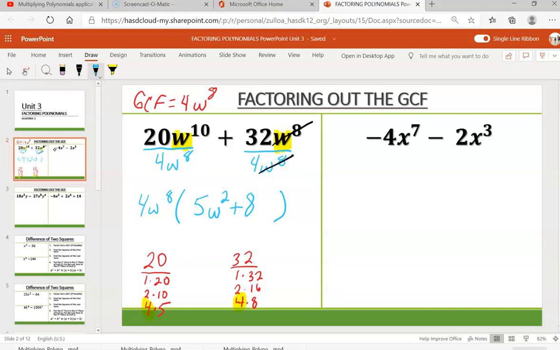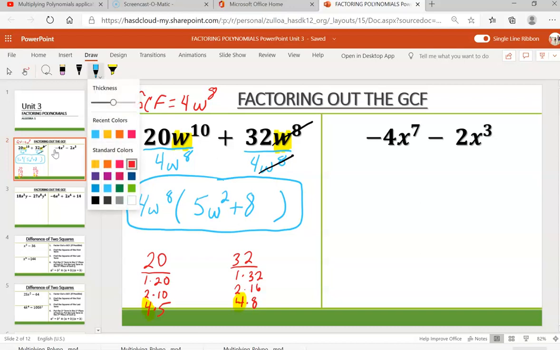And now you have this. This is your answer. If you wanted to check this answer, you could distribute, and when you distribute, you are going to come up with the question. And that's factoring out a GCF. Let's look at the next one. So we're finding the GCF.